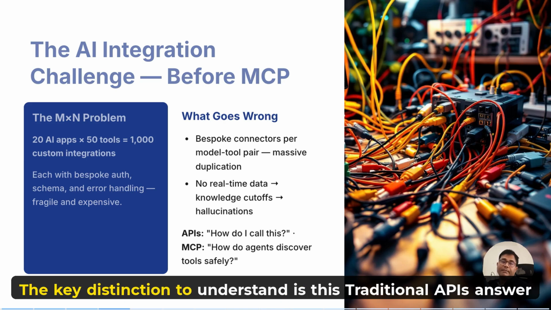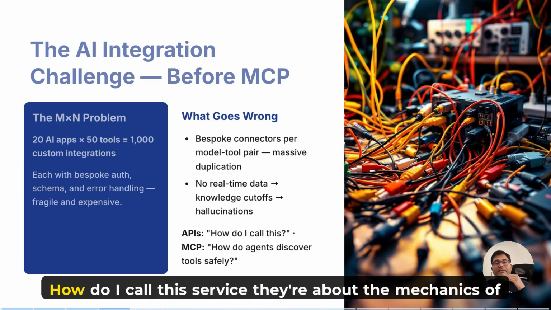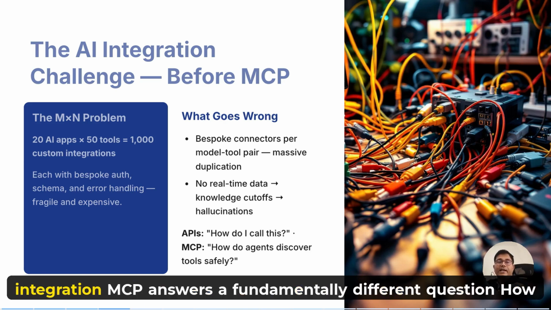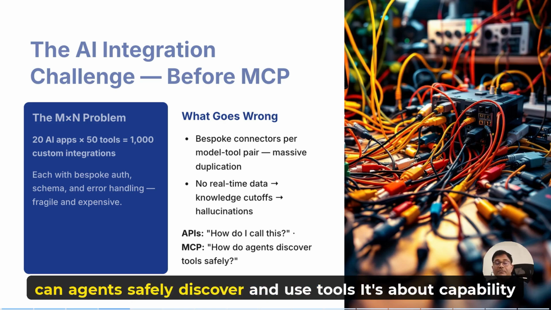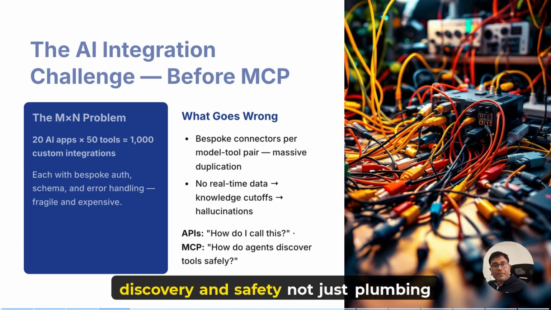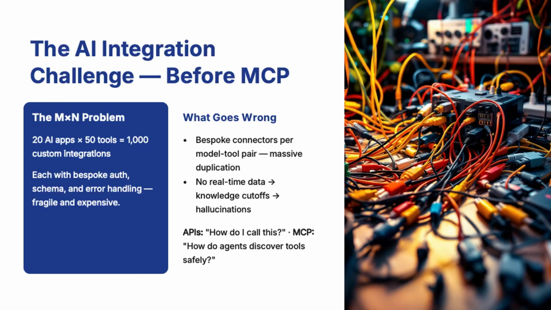The key distinction to understand is this. Traditional APIs answer, how do I call this service? They're about the mechanics of integration. MCP answers a fundamentally different question. How can agents safely discover and use tools? It's about capability discovery and safety, not just plumbing.